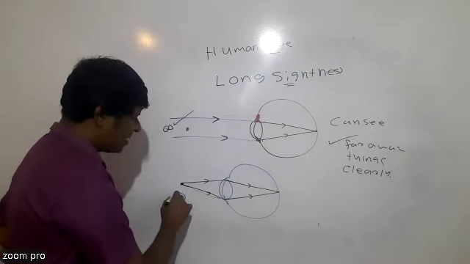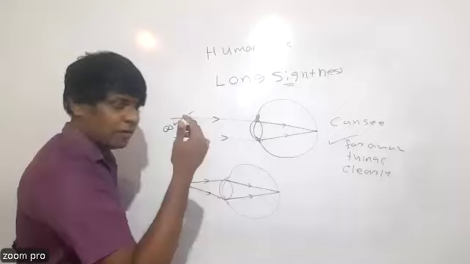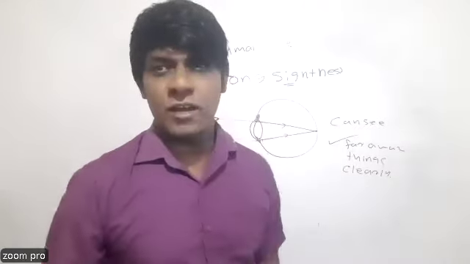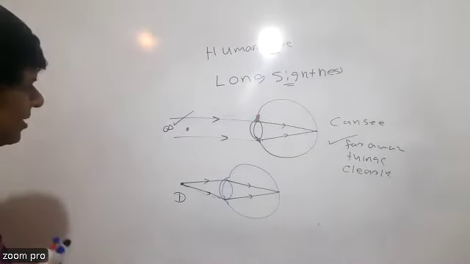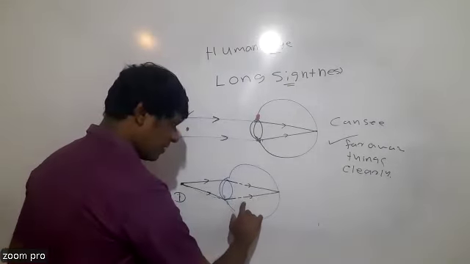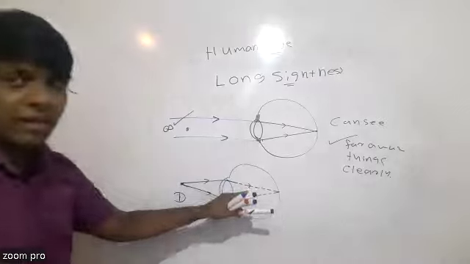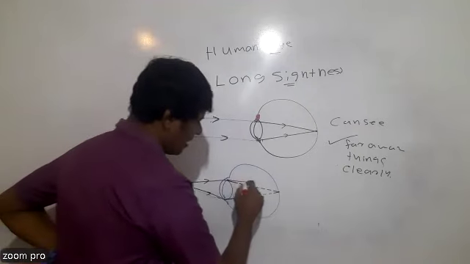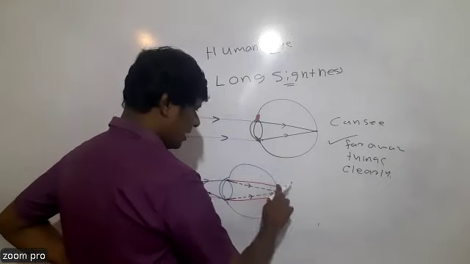About D, the minimum distance of distinct vision: close by means normally 25 centimeters away from the human eye for a regular person, the least distance. If the rays get bent like this, no problem. But those suffering from long sightedness can't bend the light rays like this. The actual rays will focus behind the retina, because the lens is unable to bend them.